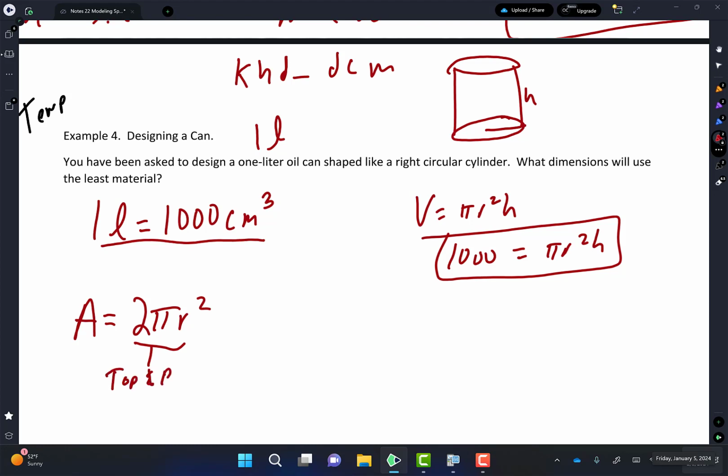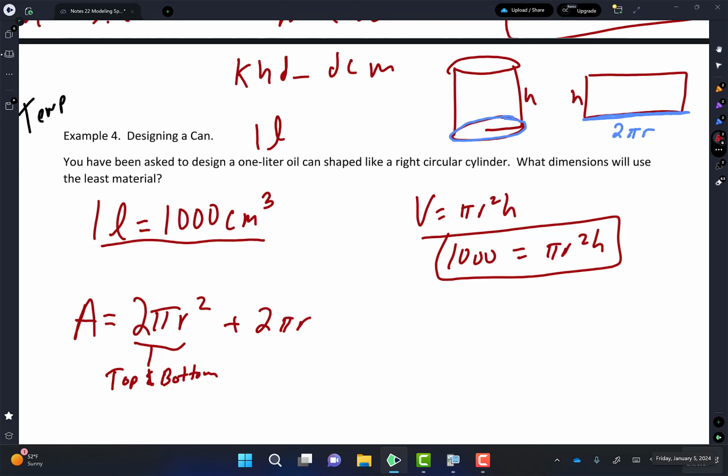Top and bottom. Plus, now I need the wall. The wall of this can, if I were to cut it and shape it out, would look like this, where this is your H. And all this distance right here in sky blue, all that distance is what? Not the diameter, you're close. The circumference. What is circumference of a circle? 2 pi r. 2 pi r is the circumference of a circle. So what will give me that area?